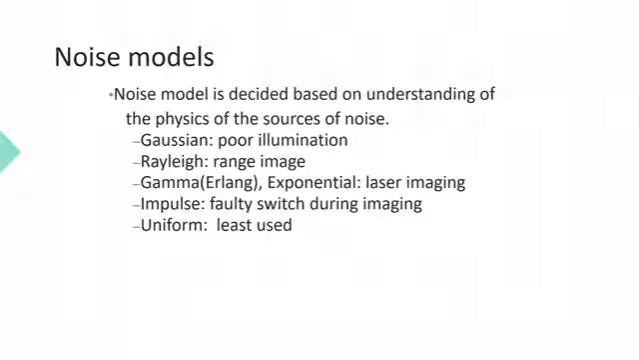Faulty switch means if it is 0, it gives 1. If it is 1, it gives 0. Like that, the bit values of the image change, the binary values of the image change. Similarly, uniform noise may be added, but when it comes to uniform noise, it is considered the least used among them, and Gaussian is the most common noise model we have in image processing and the image restoration process.